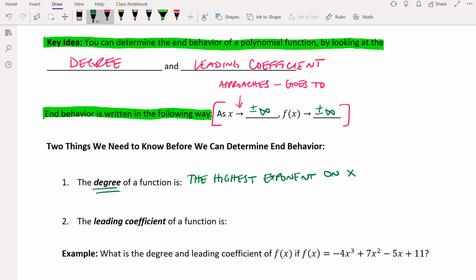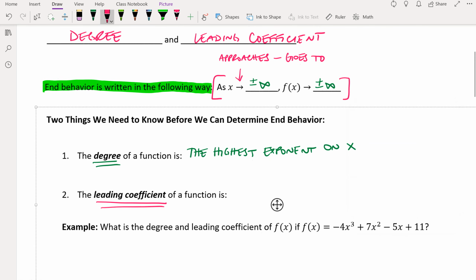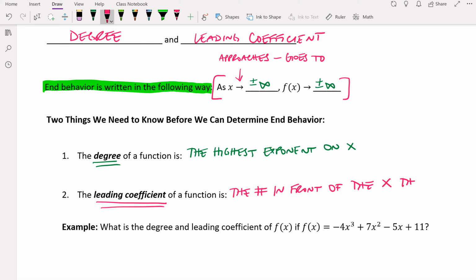And then the leading coefficient of a function is the number in front of the x, the number in front of the x that has the highest exponent. That has the highest exponent. So when we're looking for degree and leading coefficient, it's always going to be easiest to find the degree first, and then you can look at the number that's in front of the x that has the highest exponent. That's going to be your leading coefficient.